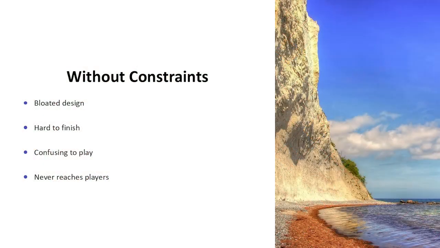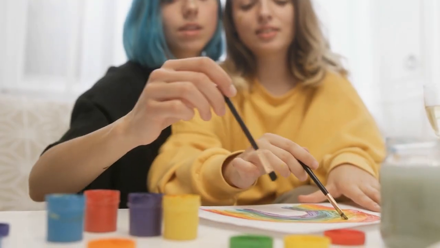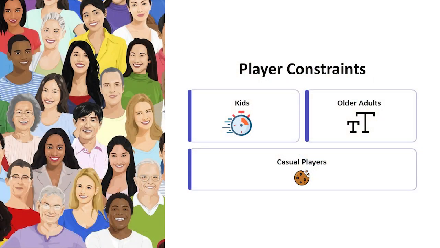Think about it. If you try to design a game without any limitations, no cap on components, no rules for scope, no clear idea of what your players can actually handle, you end up with a Frankenstein monster. It's bloated, hard to finish, and confusing to play. And most of the time, it never even makes it to the player. So instead, let's look at constraints as our partners in creativity. Let's dig into some examples.